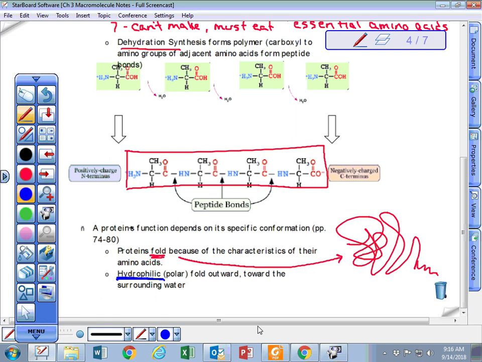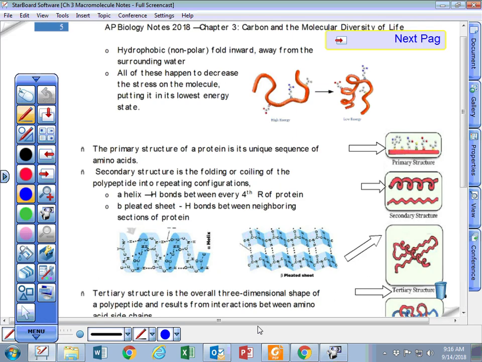And sugar is hydrophilic. And things that are hydrophobic hate water. They do not like water. They're like oil and wax. They are repelled by water and they don't want to be anywhere near it if they can help it.